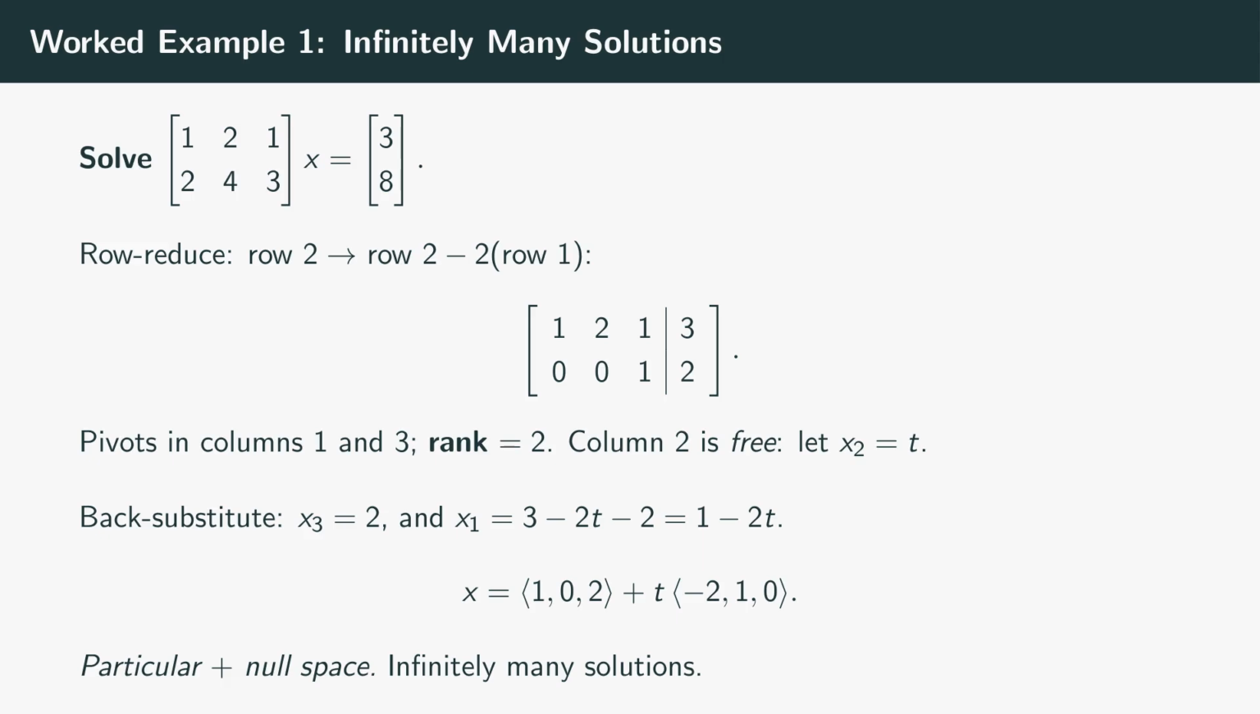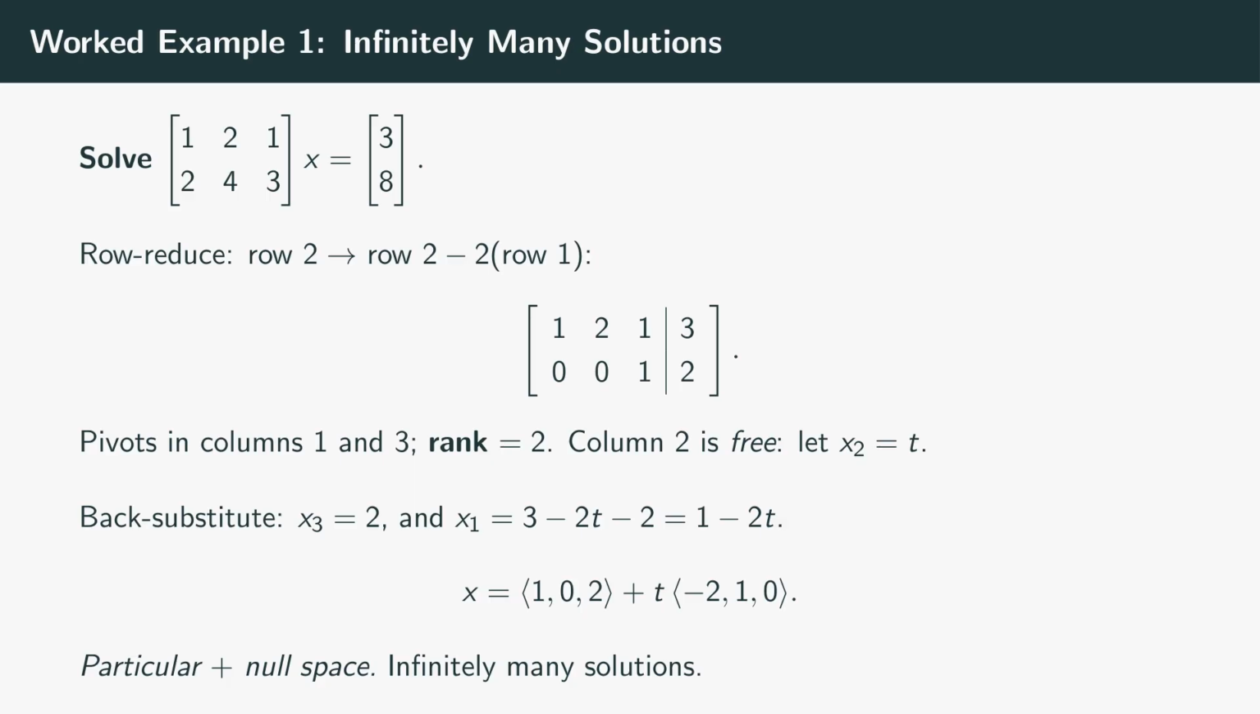Let's see infinitely many solutions in action. We solve a system with 2 rows and 3 columns, first row 1, 2, 1, second row 2, 4, 3, right-hand side 3 and 8. Row reduce by subtracting 2 times the first row from the second. The second row becomes 0, 0, 1 on the left and 2 on the right. So there are pivots in columns 1 and 3. The rank is 2. But column 2 never gets a pivot, which makes its variable, x2, free.